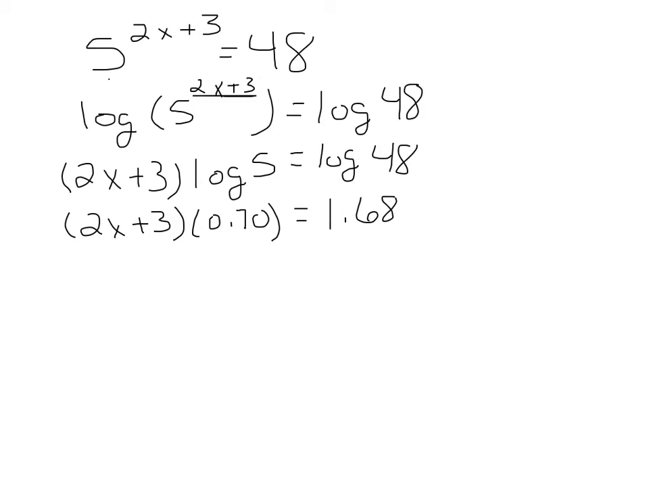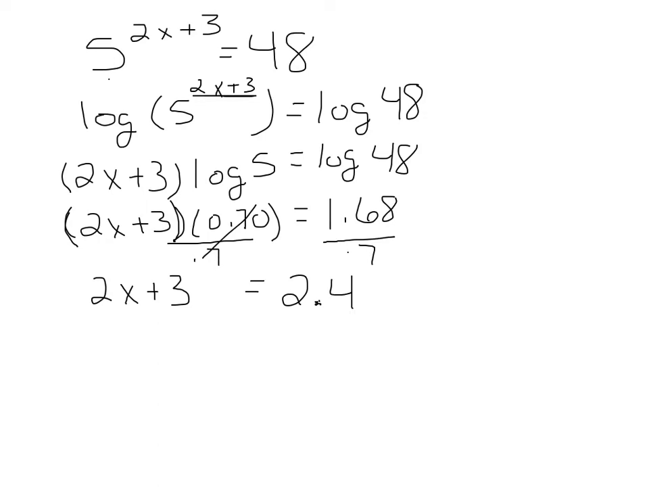And if we want to solve for x, please excuse my dear Aunt Sally. We do the stuff in parentheses last, so I will divide by 0.7. And what I do to the left side, I must do to the right side. So I get 2x plus 3. 0.7 divided by 0.7 is 1. And 1.68 divided by 0.7 is 2.4.